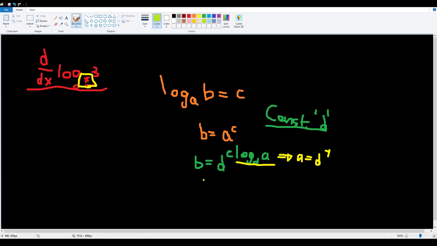Now, from there, we can take the logarithm again, and we get log base d this time of b equals c log d of a. Okay, whoops, I'll just rewrite the a there. Okay, so as you can see, that is what we get from this. So we get then, by taking the logarithm, this value.